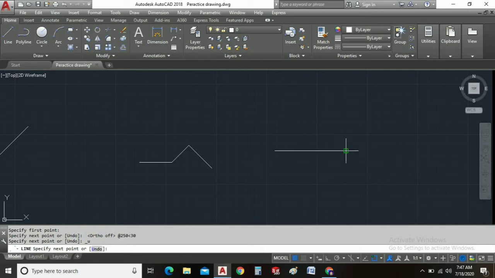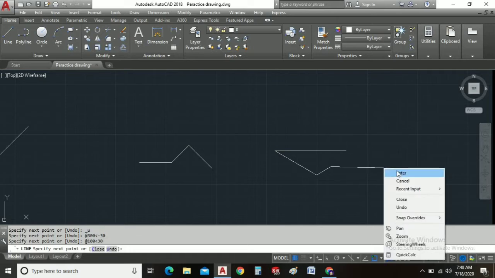If you want to get it in the negative direction, you can just enter the length 300, and then enter the minus 30 degree angle. Now my line has been drawn. If you want it in the positive direction, just enter the length 100, the angle symbol, and 30 degrees.